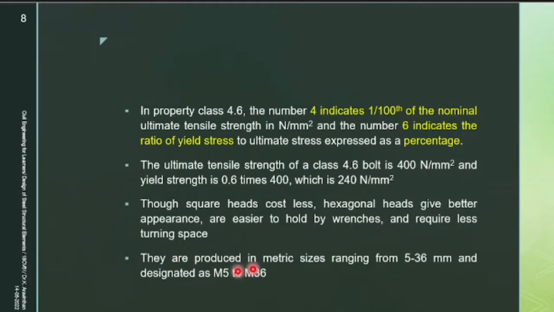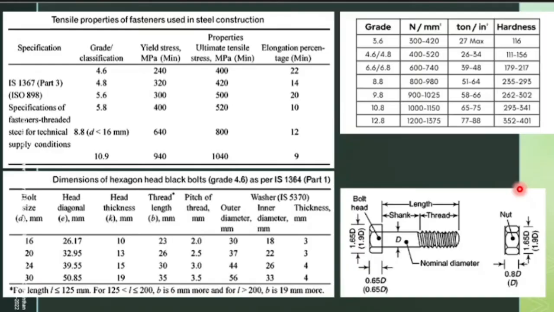They are produced in metric sizes ranging from 5 to 36 mm. The size of the bolt available in these sizes will be indicated as M5 to M36. M5 means the diameter of the bolt is 5 mm, and M36 means the diameter of the bolt is much wider.